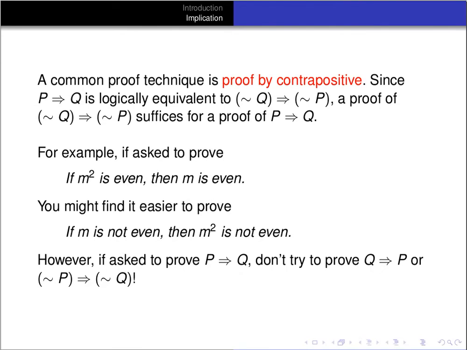However, an important warning: if you're asked to prove P implies Q, definitely do not try to prove the converse or the inverse of the statement, because those are not valid. Those are common mistakes. People try to prove the converse instead of the original statement, or they'll mistake the inverse for the contrapositive and try to prove the inverse. Don't make that mistake. Be very careful about recognizing the proper forms that you can prove, and don't make these mistakes of trying to prove the converse or the inverse when asked to prove P implies Q. You can consider the contrapositive, but not the others.